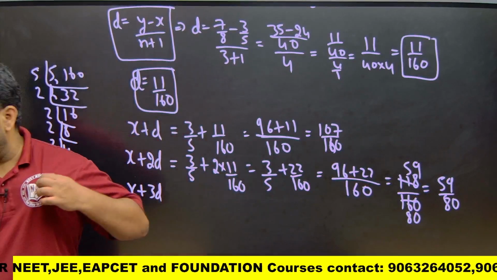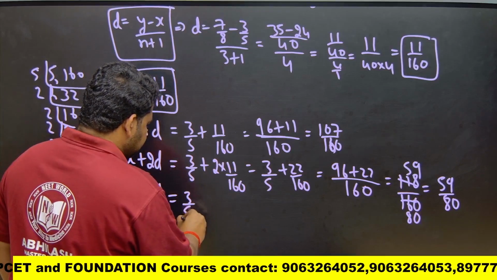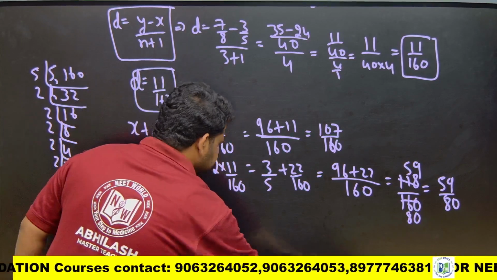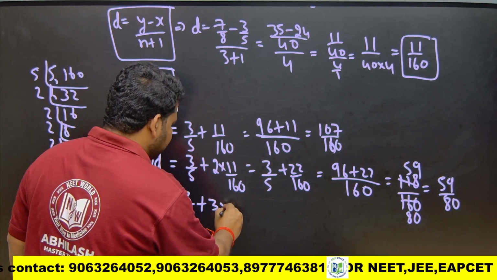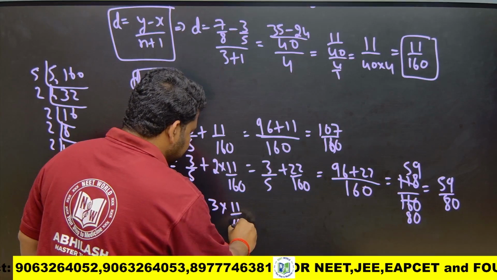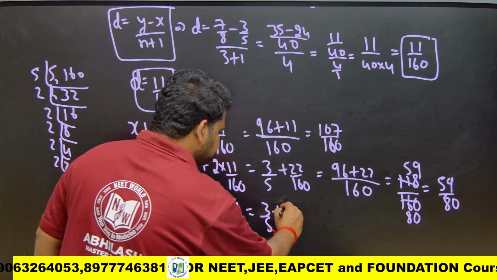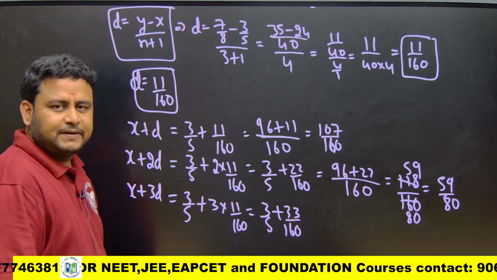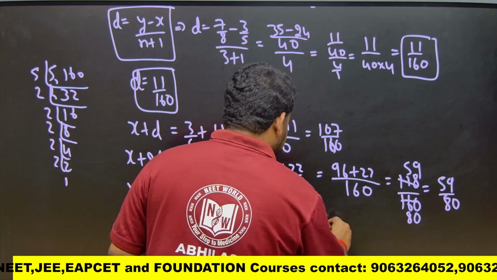Got it? Now let us have a look at the third rational number, that is 3 by 5 plus, this should be plus, right? So this will become plus 3D. 3D means 3 into 11 by 160, right? 3 by 5 plus 3 into 11 is 33, so 33 by 160. So this will become what? 33 by 160. So LCM will be 160 itself.